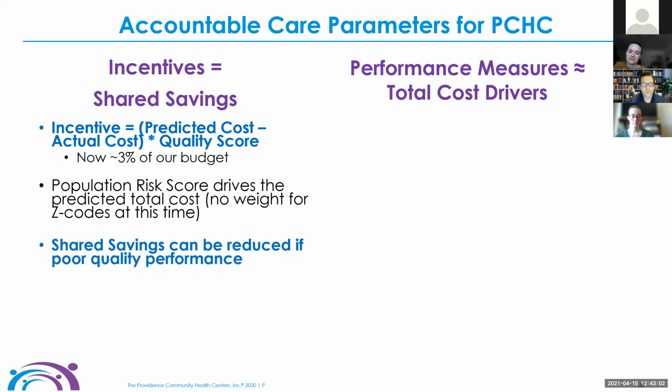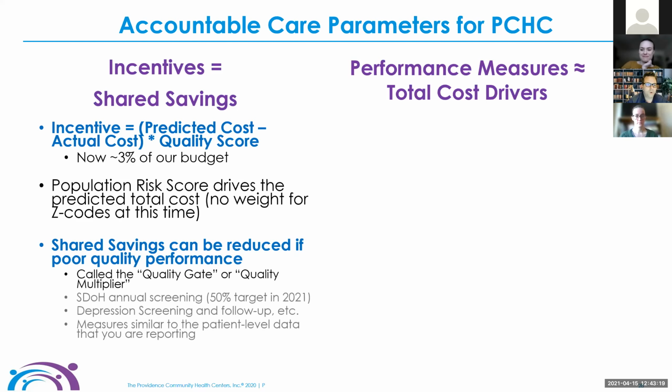Shared savings can be reduced if you don't have good quality. So they wanted to make sure that we weren't just saving money like the HMOs might have done in the early 90s, hint, hint. And we get a quality gate, in your terms, and we call it a quality multiplier here because they wanted to make sure that we were getting more money, not less. That's not the way it works.